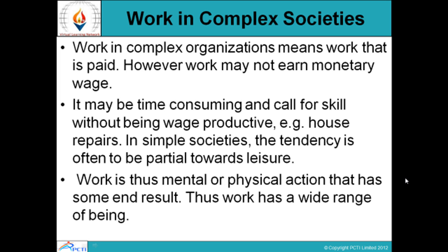Work in complex organizations means work that is paid. However, work may not earn a monetary wage. It may be time consuming and call for skill without being wage productive, for example, house repairs. In simple societies, the tendency is often to be partial towards leisure. Work is thus mental or physical action that has some end result. Thus, work has a wide range of being. So work includes mental action as well as physical action that has some end result or output.